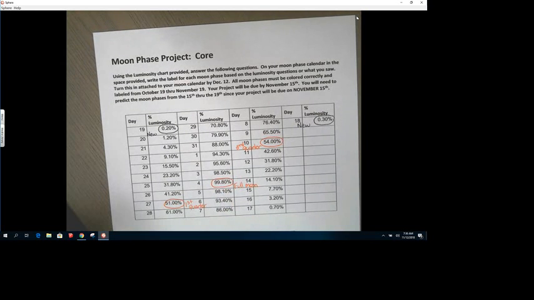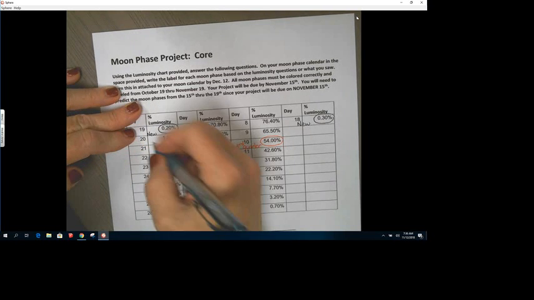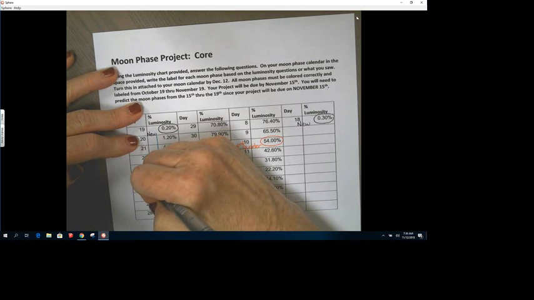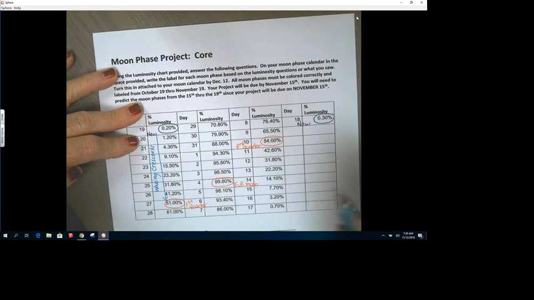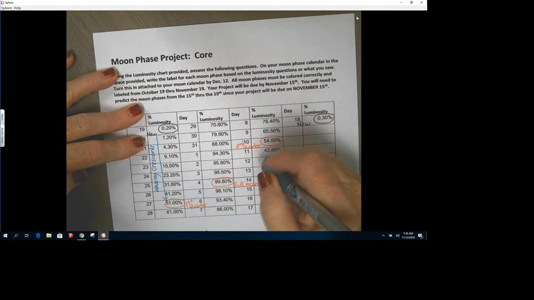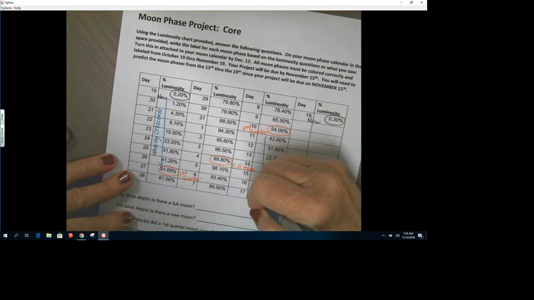Okay. So then as I go through this, then I can go back and look. If I'm going from a new moon to a first quarter, then all of these are going to be my waxing crescents. Here, if I'm going from the third quarter to the new moon, all of these are going to be my waning crescent. They're less than 50%.